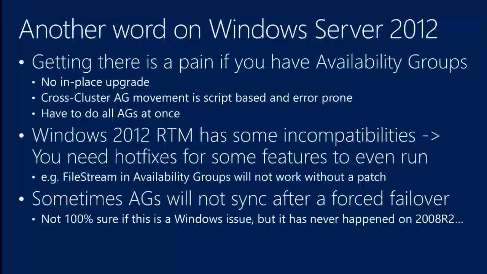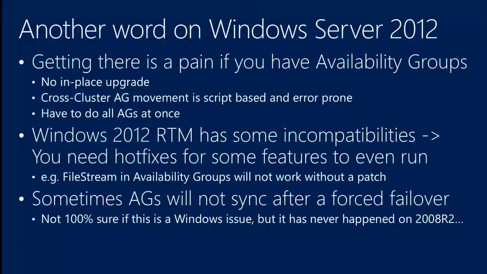The second thing is, when we migrated to Windows 2012, we had some incompatibilities to face. There are some features that just don't work out of the box. You need hotfixes. One example is if you use FileStream with an availability group and you use an SMB share to access it, you're out of luck. The hotfix is out now, so it works now.